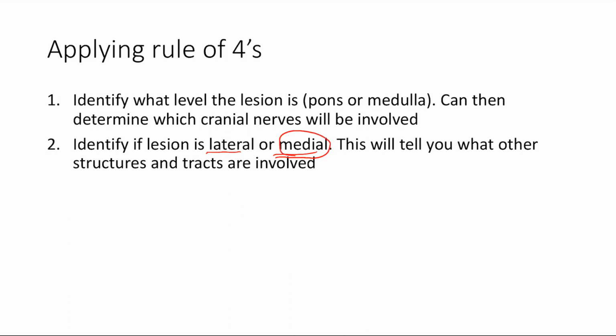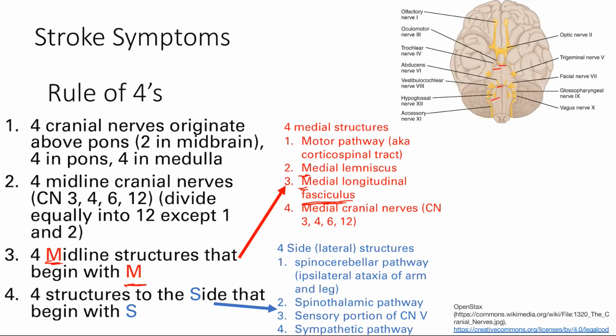So we do know that cranial nerve 12 happens to be medial, so that's going to be affected. And then we think about other medial structures. Remember that these are all medial structures, so these can all be affected by a medial lesion to the medulla: the motor pathway, the medial lemniscus, the medial longitudinal fasciculus, and then cranial nerve 12, okay?